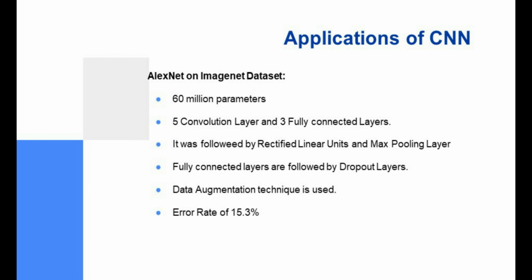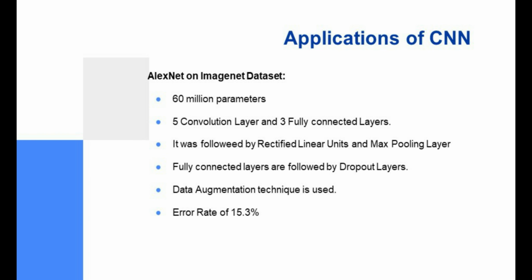Now we will have glimpses of various FER systems based on deep CNN algorithm. The first one is AlexNet on ImageNet dataset. AlexNet is based on deep convolution neural network algorithm, was trained on ImageNet ILSVRC dataset and achieved a top 5 error rate of 15.3% and won the ImageNet ILSVRC 2012 competition. This made DCNN popular for the task of image classification. AlexNet has over 60 million parameters.